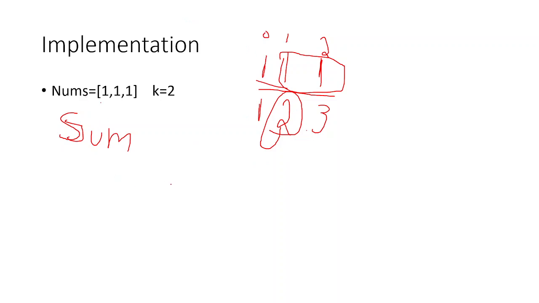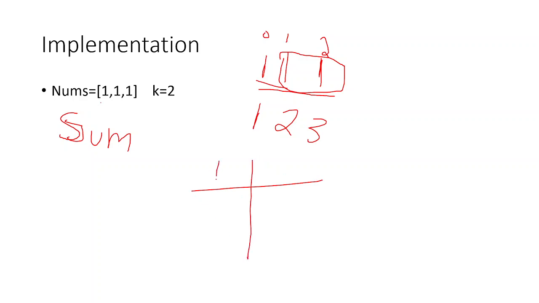Let me explain why we are taking a hash map. We have seen that the prefix sum will be 1, 2 and 3, right? So we'll take a hash map. This will be a key and this will be a value, right? So what we do is we just iterate. Our pointer will be here. So this is 1.